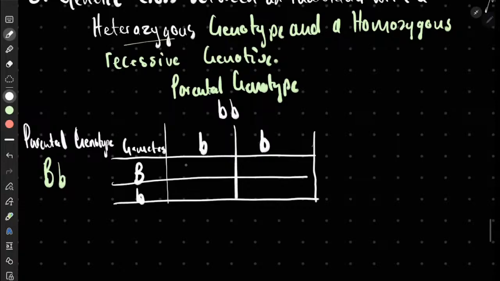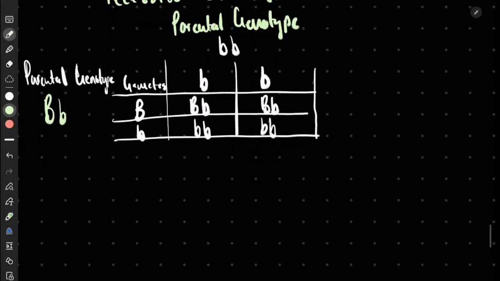We now say big B times small b, you get big B, small b. Big B times small b, you get big B, small b. Small b times small b, you get small b, small b. Small b times small b, you get small b, small b. Okay? Do you understand now? Yes, you can understand. They can ask you to do between heterozygous and one which is going to be homozygous dominant. That doesn't matter. You can still do it.